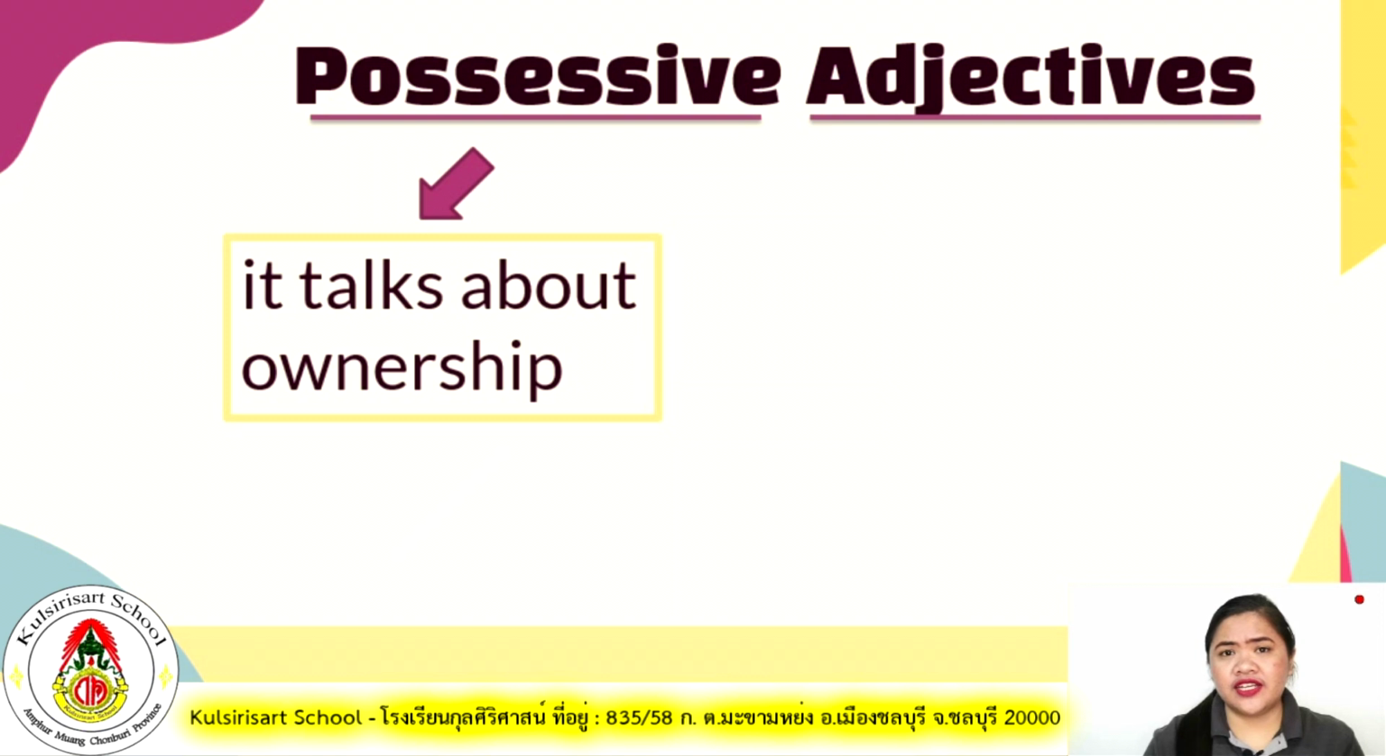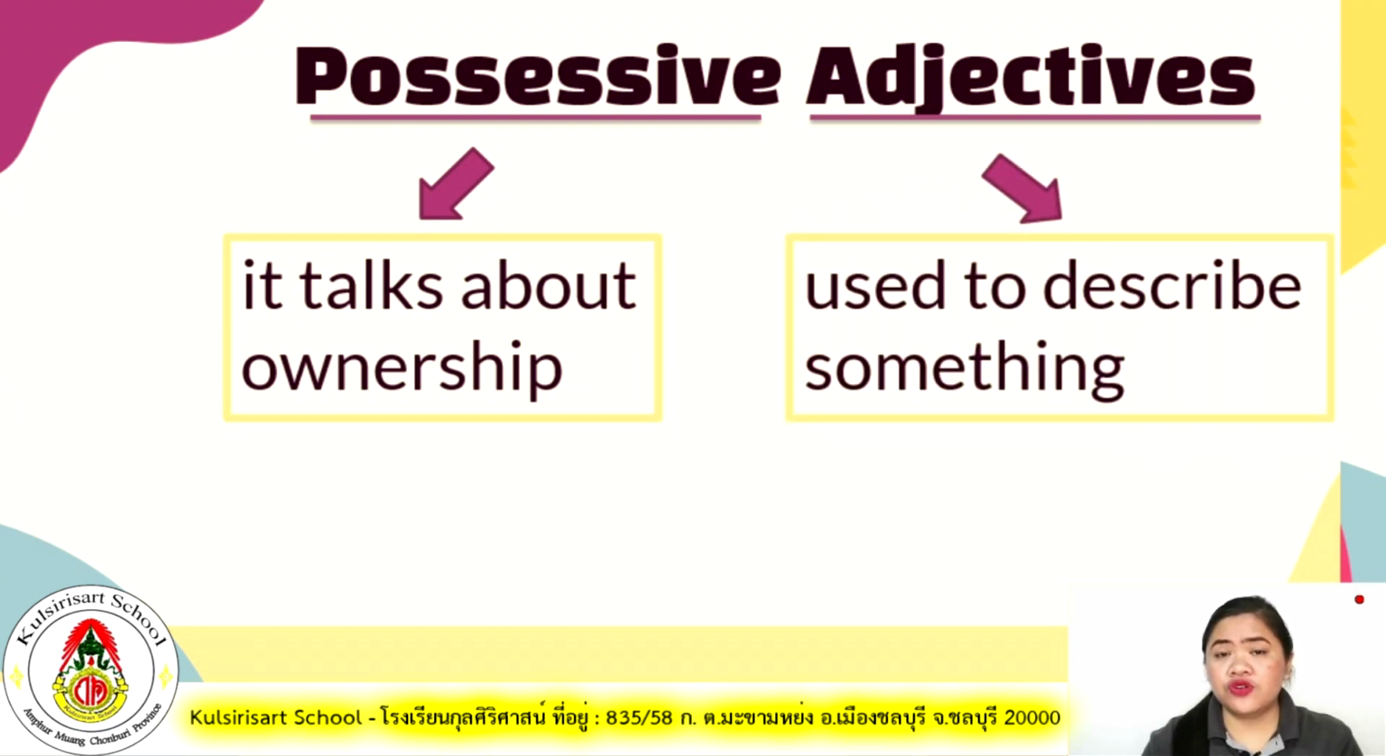How about the word adjectives? Okay, adjectives are words used to describe something. Now we have possessive, which means ownership, and adjectives, used to describe. Remember those words, ownership and describe. As we go along with the topic, remember those words because we will use them.